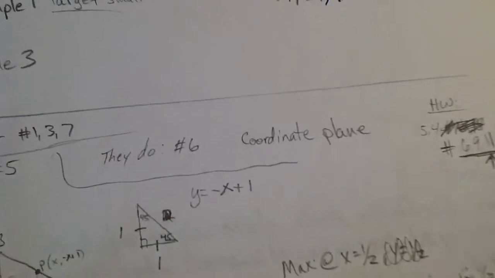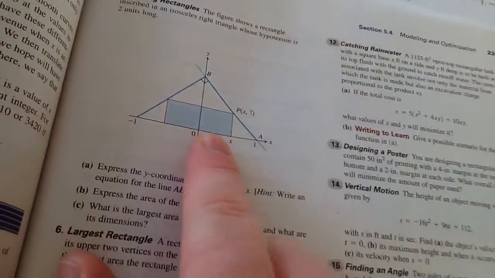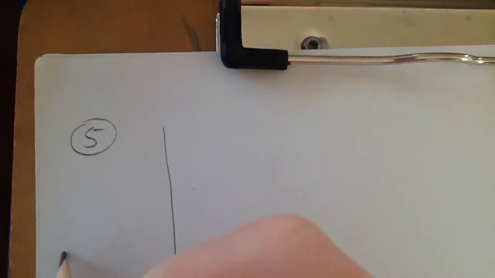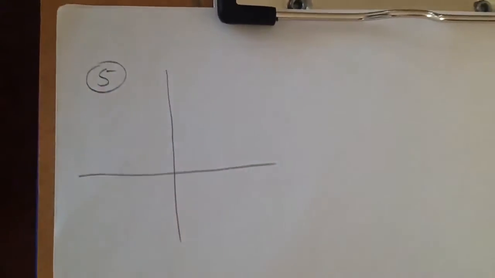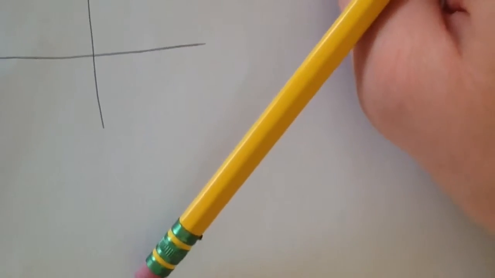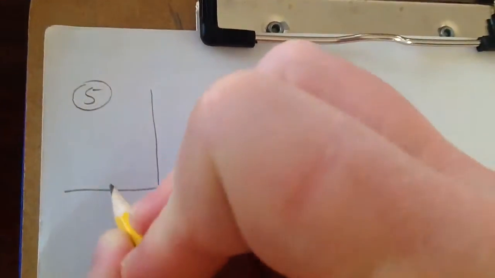So anyway, I'll start with the problem that's similar to number 6, and it's number 5. This is right out of your book, the homework problem in 5.4. Number 5 gives you a picture. These are similar because they both take place on the coordinate plane, and they both are about finding maximum area, I think, of a rectangle that fits in between a couple lines.